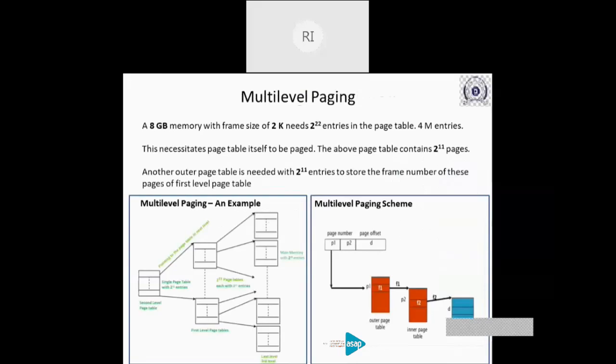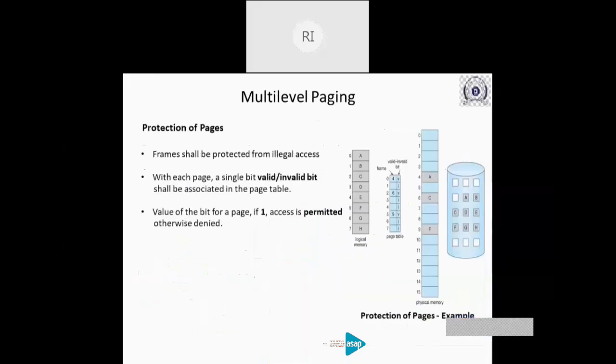Next topic is multilevel paging. See, the page table is kept in main memory. Main memory is divided into frames. If the size of the page table is more than that of a page, anyway, when we keep it in main memory, this page table is to be kept in main memory. So when the size of the page table is more than that of a page, the page table itself needs to be paged.